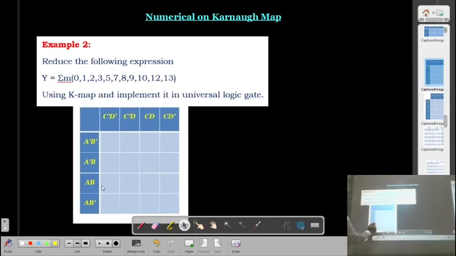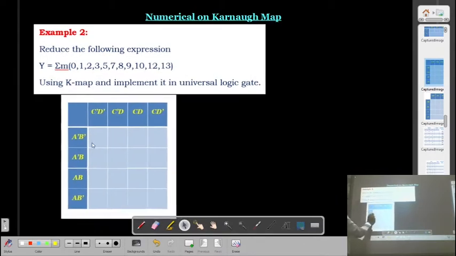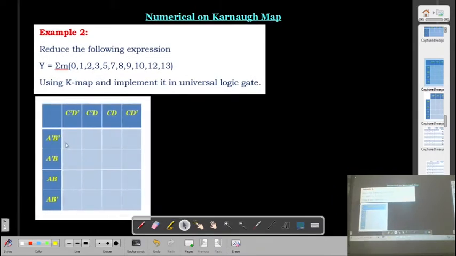Correct. Now in the Karnaugh map, already you know the position of the min terms. Here this is m0, m1, m2, m3, then m4, m5, m6, and m7. Here you have to skip one row: m8, 9, 10, 11, then 12, 13, 14, and 15. So these are the positions of the min terms.